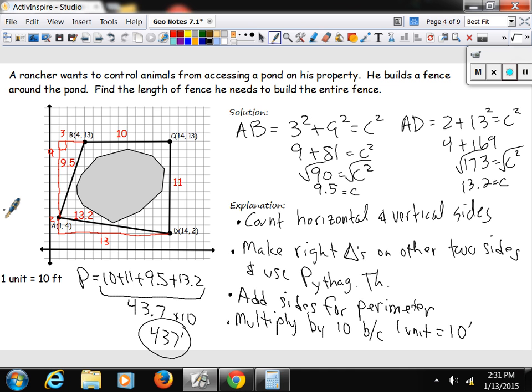Okay, the last two are not too bad. They're pretty short ones. So I'll show you those. They're on the back side.